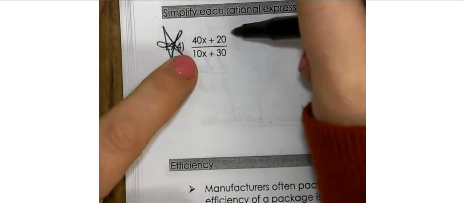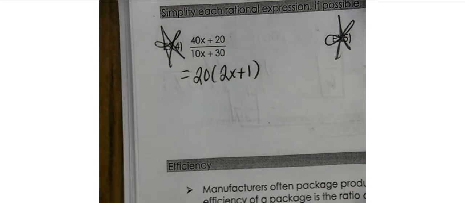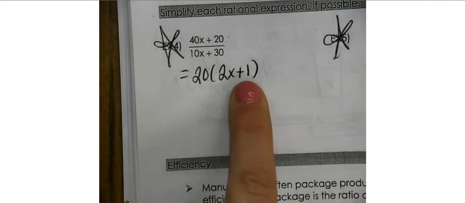In example number 4, we have 40x plus 20. Now, both of these 2 terms have in common at least the number 20. 20 can certainly go into 40. So I'm going to divide out a 20, and my leftovers is 2x plus 1. So even though the 20 goes away, you still need to have that placeholder of the number 1.